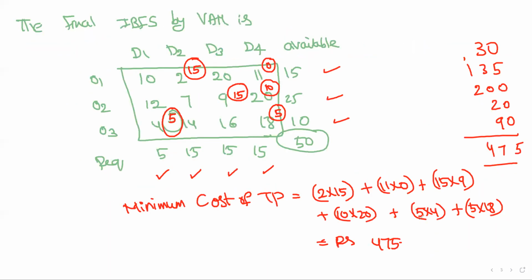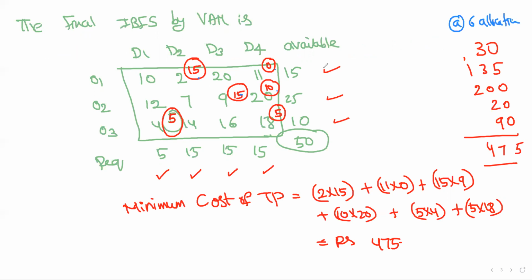The number of allocations should always be m plus n minus 1, which is the number of rows plus the number of columns minus 1. In the present problem, 3 rows and 4 columns, 3 plus 4 is 7, 7 minus 1 is 6. So 6 allocations will be there: 1, 2, 3, 4, 5, 6. Yes, I have 6 allocations.